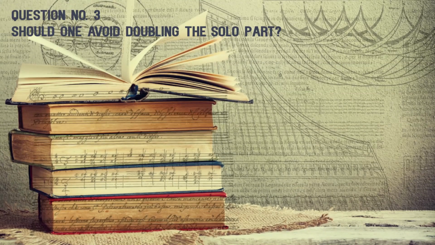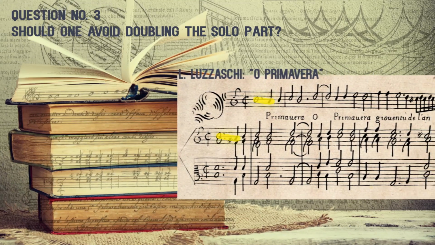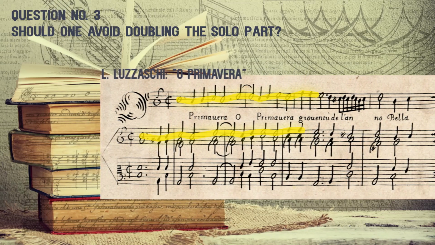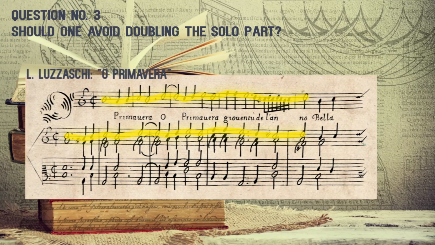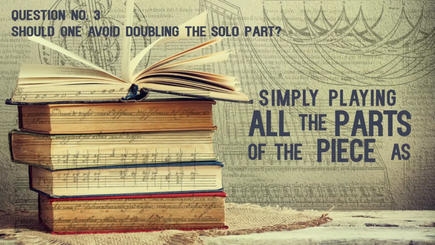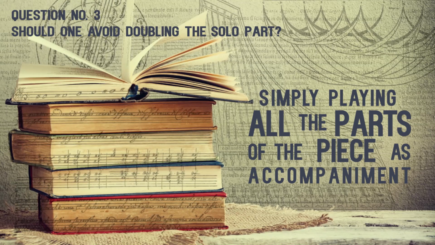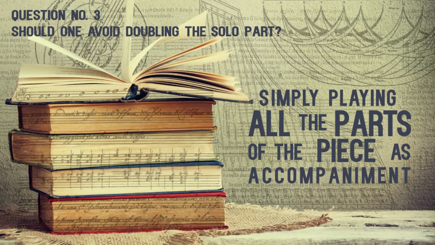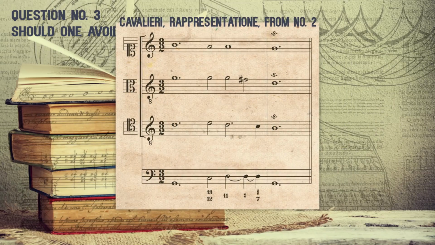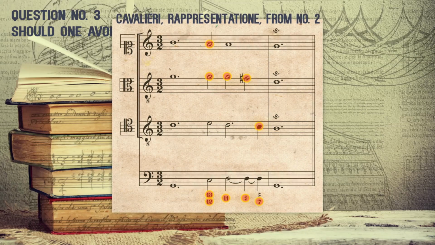Question number 3. Should one avoid doubling the solo part? Well, if we look at the written out Renaissance accompaniments, it is clearly seen that the voices are constantly doubled. This is not surprising, as it corresponds to the general 16th century tradition of simply playing all the parts of the piece as accompaniment. In Cavalieri's Rappresentazione, where we are talking about a real Basso Continuo part, we see very clearly that the voices are asked to be doubled by the continuo figures.